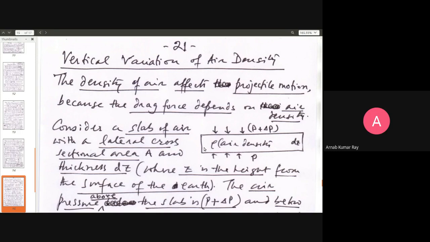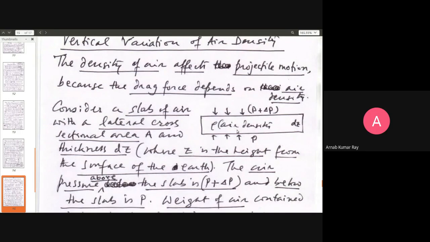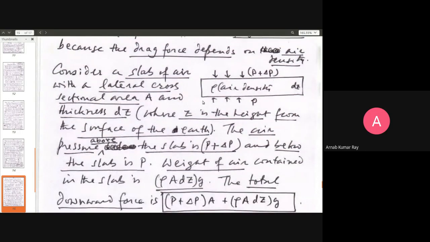Okay, so here you have a slab of air. This slab of air is at height Z. For simplicity, imagine that you've got a small rectangular box of air. The box exists only in your imagination. This is the cross section of the box. The box is projecting towards you, so you're looking at the box side on.